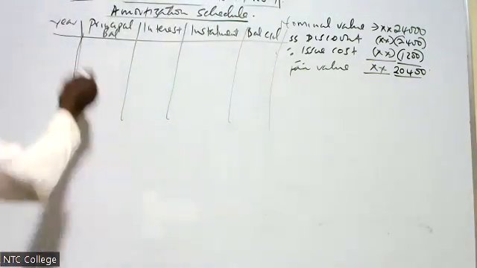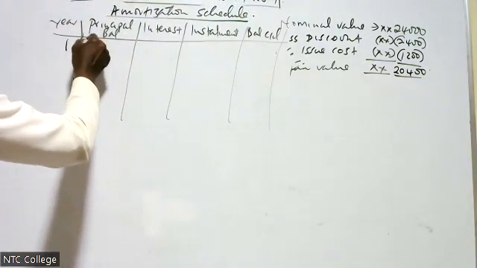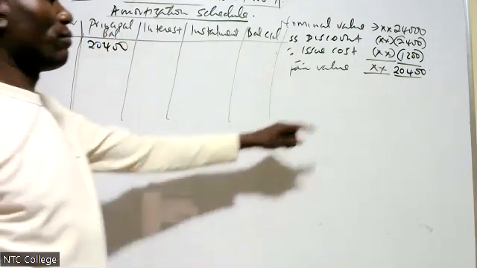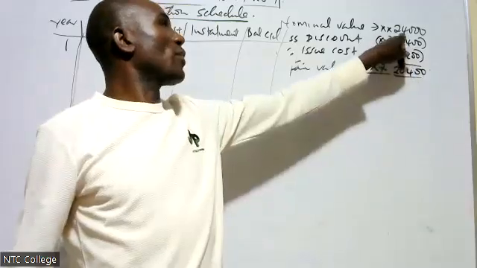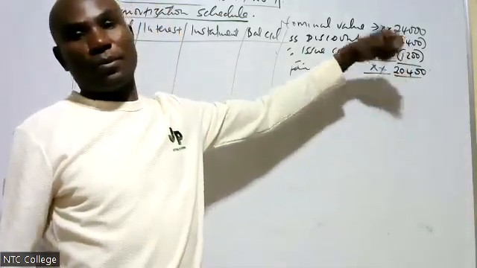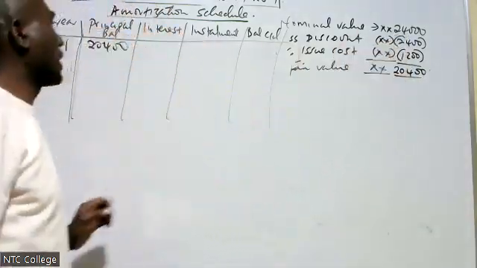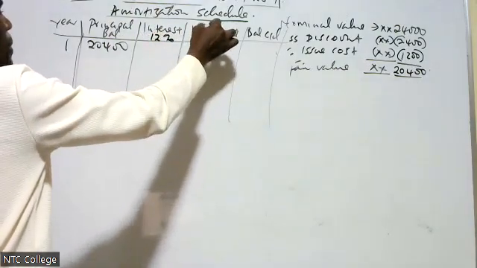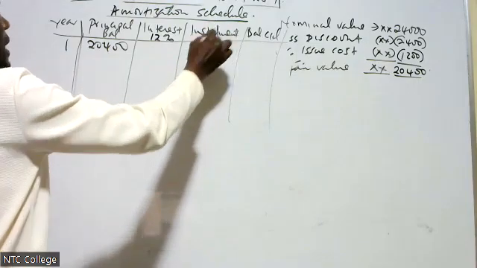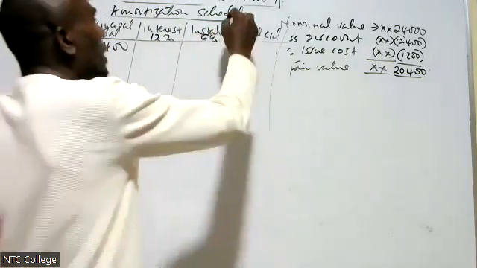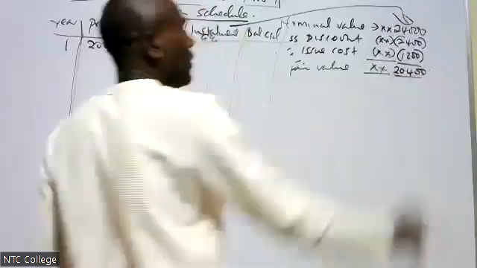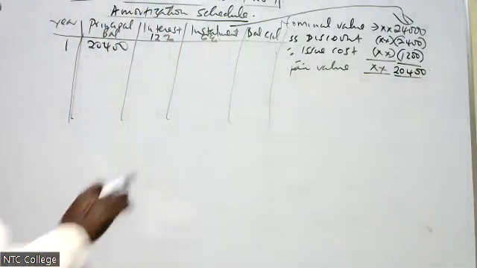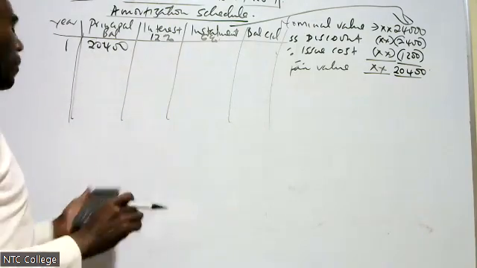Now, in year 1, the fair value of the instrument is 2,400. That is the fair value. If there was no fair value, then we use the nominal value, 2,400. What is the interest? It's 12%. What is the coupon payment? 6%. Now, the coupon payment is always based on the nominal value, but the interest, we base it on the principal balance.